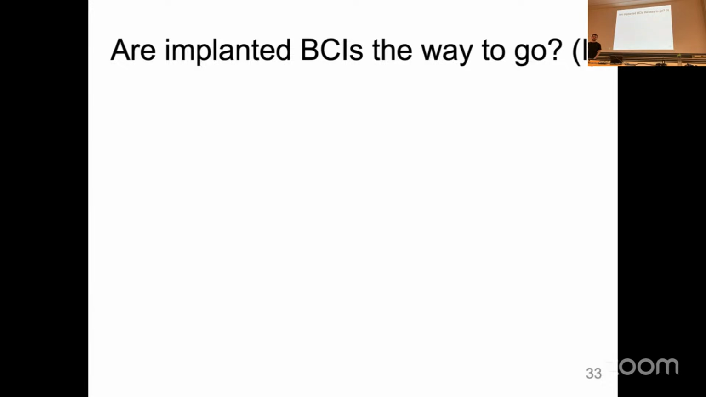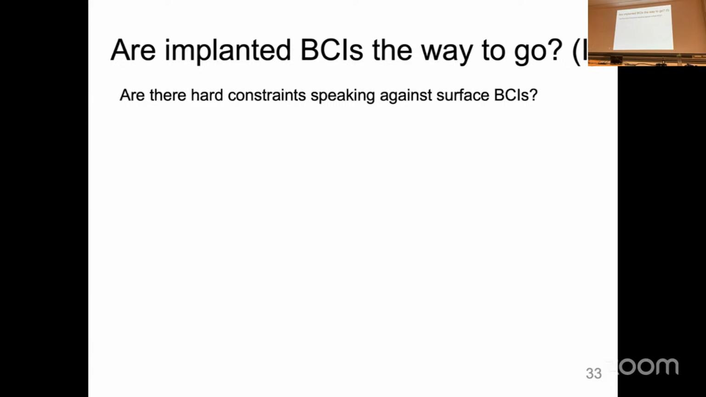So now for the discussion. This kind of picks up on the point I made before. So is an implanted BCI really the way to go? Maybe as a first question, are there any hard constraints that speak against surface BCIs? Anyone got some thoughts on this?